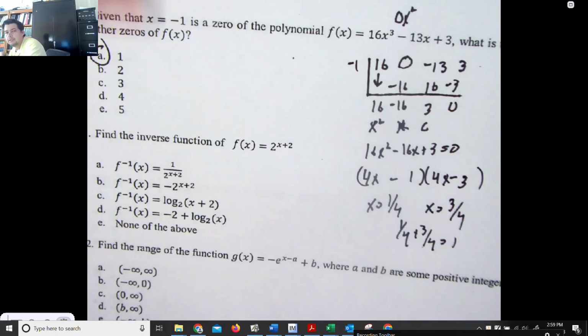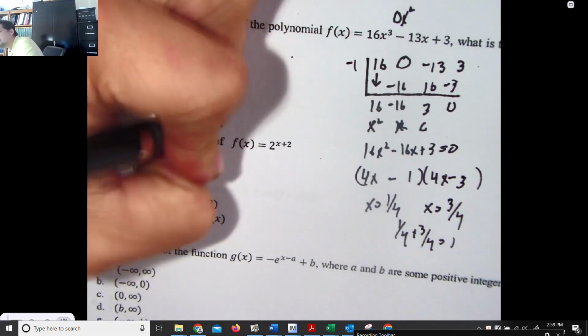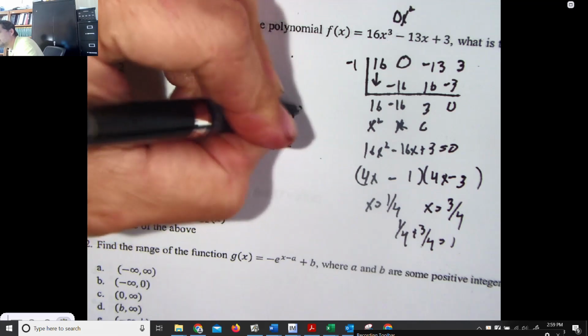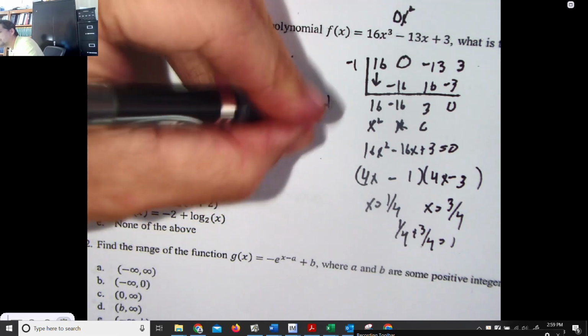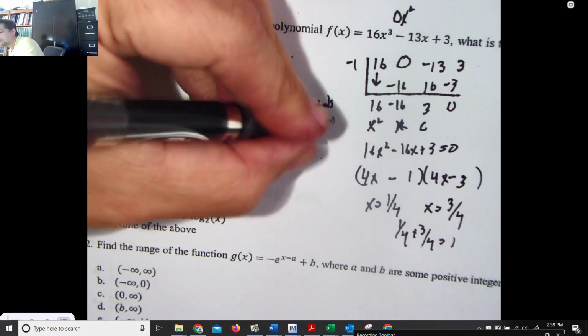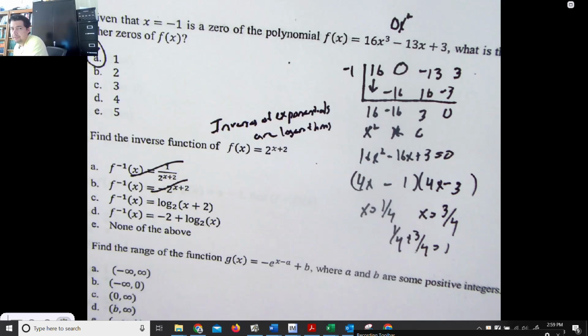Done. Another inverse. Now, first off, this is exponential. The inverses of exponentials, hopefully you remember this, are logarithms. So A and B are gone. Use little things like that.